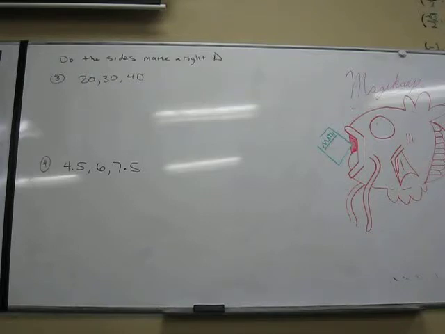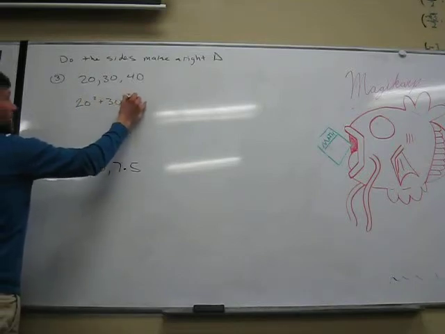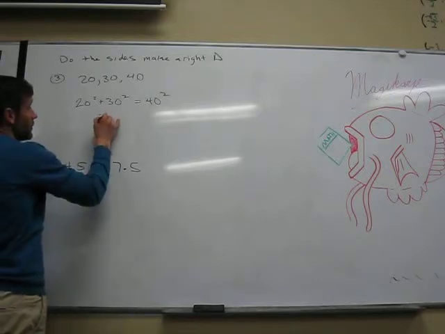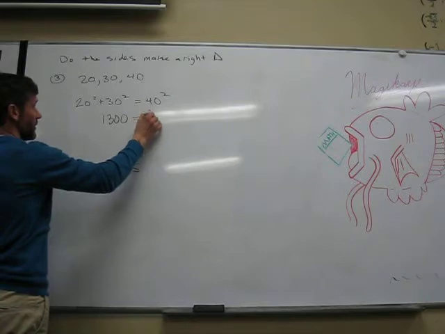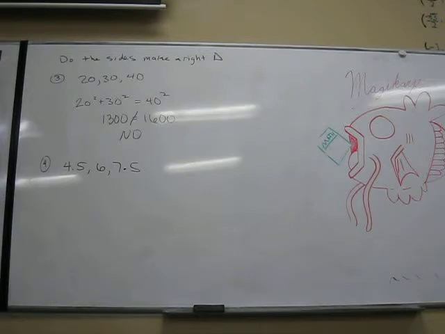So I know some of you might miss this on the quiz. You just want to show. So you do the Pythagorean theorem and see if it works. So you go 20 squared plus 30 squared equals 40 squared. If the left side equals the right side, then you know you have a right triangle. So you have 1300 equal to 1600. True or false? False. So therefore, no. Because 20 squared is 400, 30 squared is 900, 40 squared is 1600.